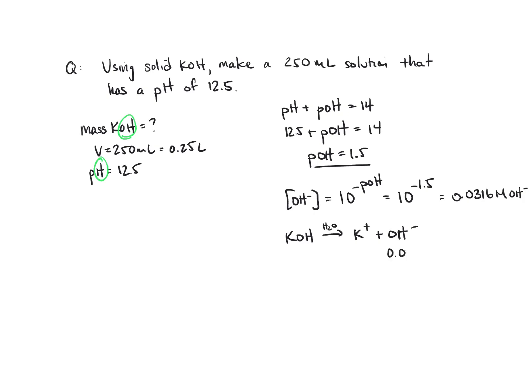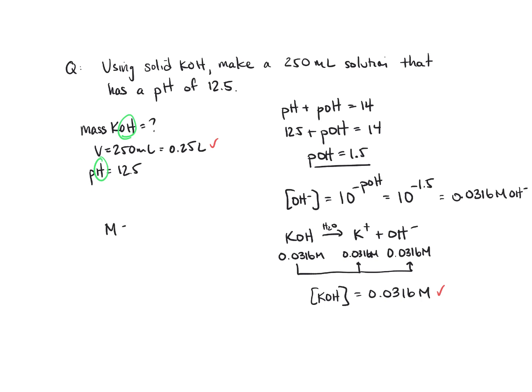Now, if this is 0.0316 molar, then this also has to be 0.0316 molar. All right, so this turned into this and this. So if we know that the molarity of OH minus is 0.0316, then it must have come from a 0.0316 molar KOH solution. So my concentration of KOH is equal to 0.0316 molar.